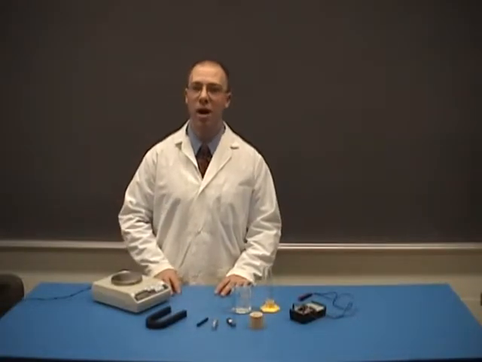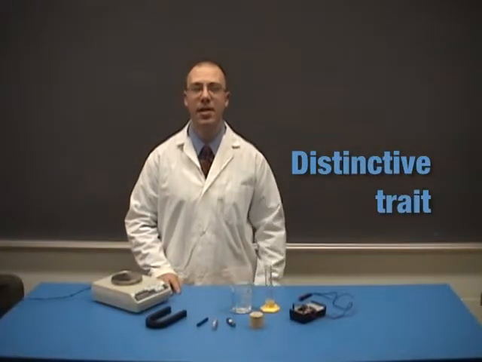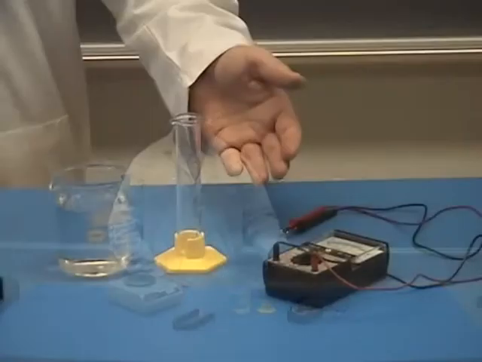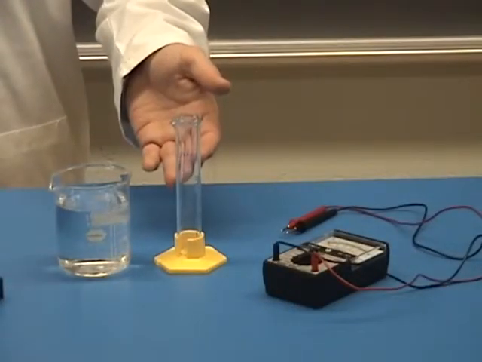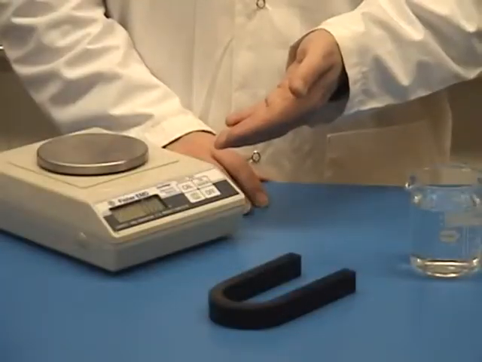A characteristic property is a distinctive trait that can be observed and helps identify a substance. The objective of this lab is to identify the characteristic properties of solids. The materials that you'll need for this lab are a multimeter, a graduated cylinder, water, a magnet, and a balance.